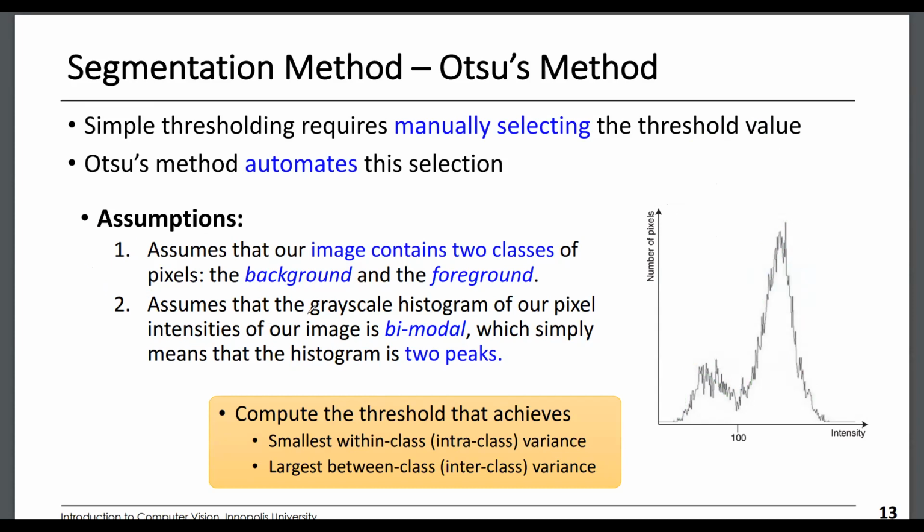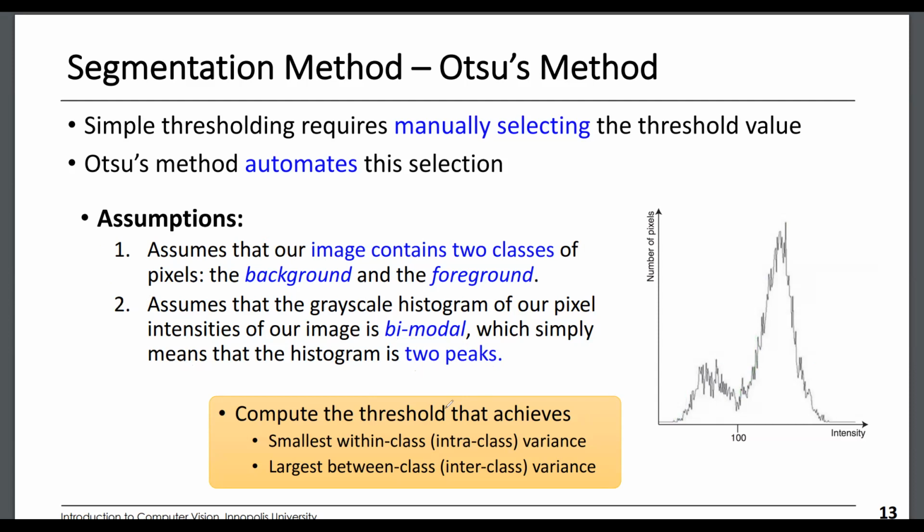It also assumes that the grayscale histogram of our pixel intensities is bimodal, which simply means that the histogram has two peaks. These two peaks are the direct response of the first assumption. So this second assumption is kind of a reinforcement of the first assumption.